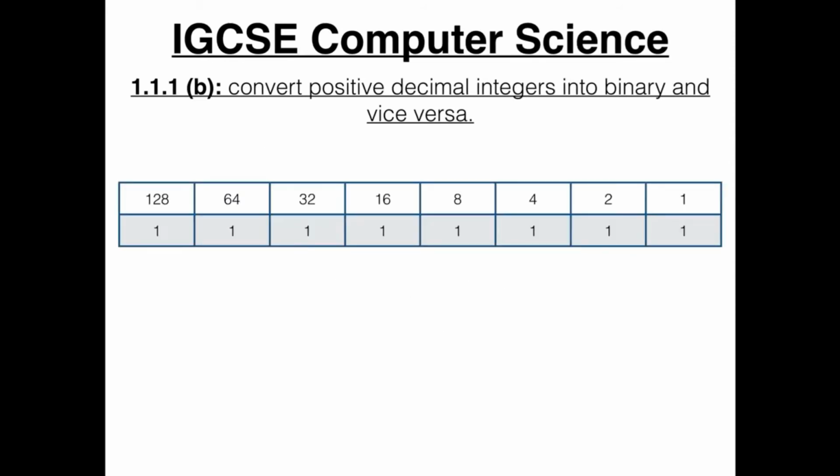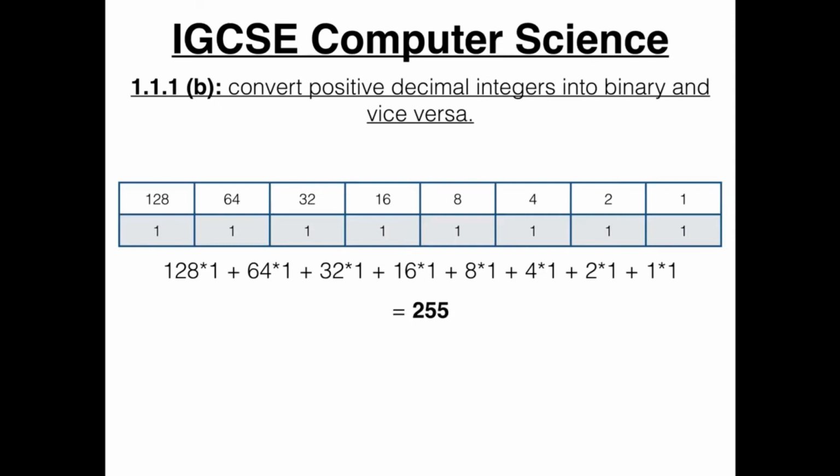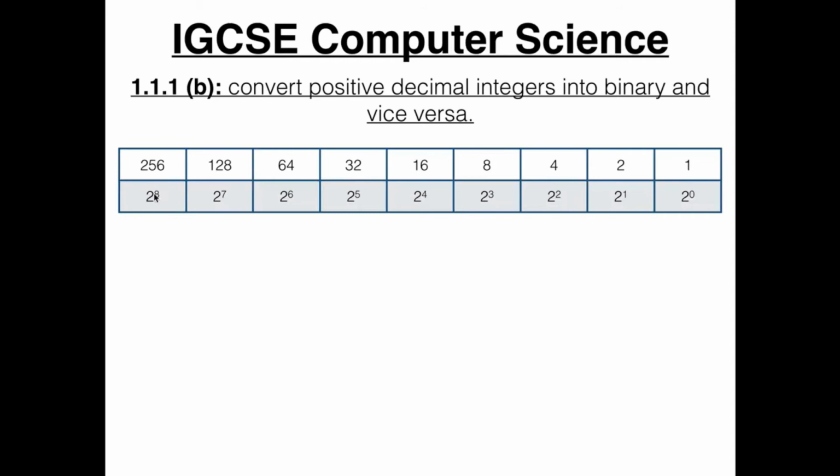So what about if all the ones are filled and we want to represent a higher number? Because this would be 255. So what about something like 256? Well, remember that for base 2, it's 2 to the power of n, which means that we don't have to go up to only 2 to the power of 7. It can keep going. So 2 to the power of 8 would be 256.